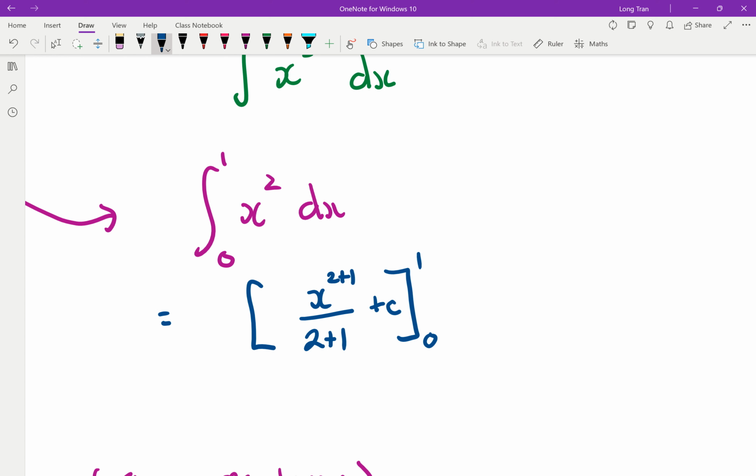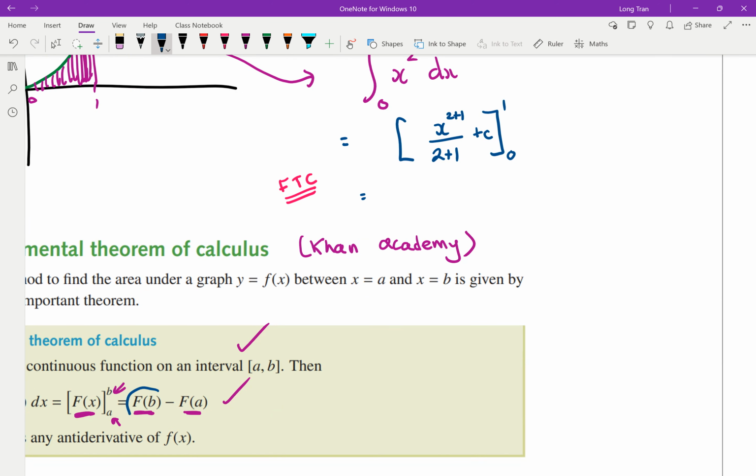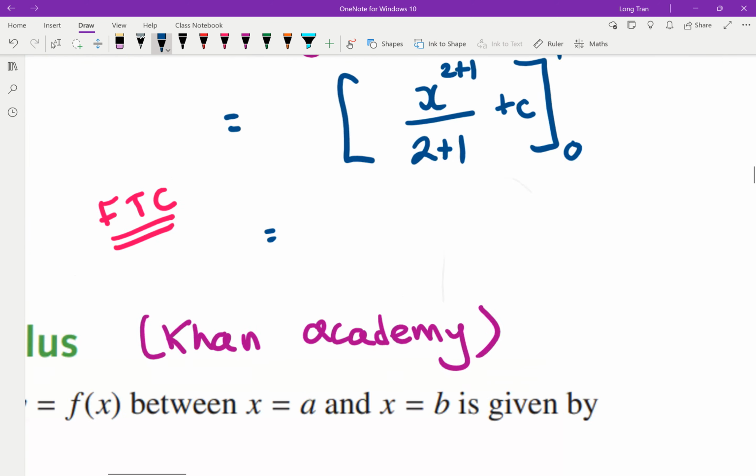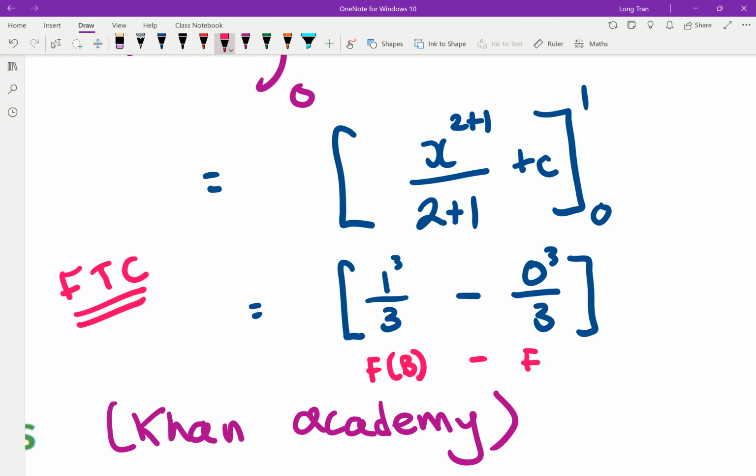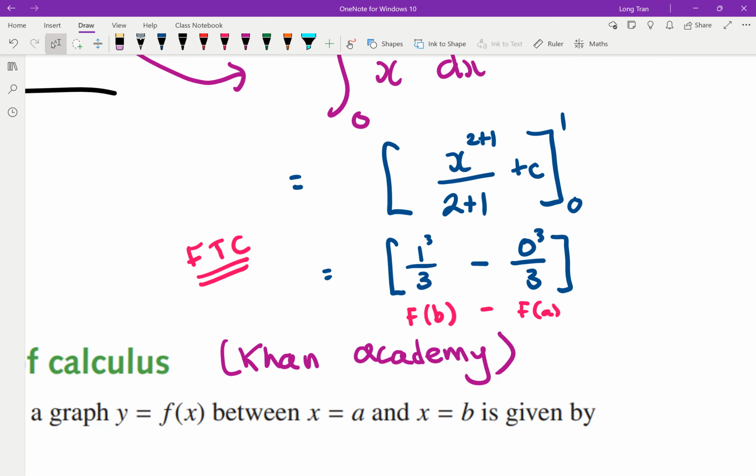0 to 1, using fundamental theorem of calculus. I'm going to write here fundamental theorem of calculus, FTC. The rule says here that you're doing sub b in minus sub a in. So that's what I'm going to do. I'm going to sub in 1 to the power of 3 divided by 3 minus sub 0 in. I'm using fundamental theorem of calculus there. So this is f of b minus f of a. Okay, so if you're interested to know why, you can substitute those in. Khan Academy explains that, but that's all you need to understand.